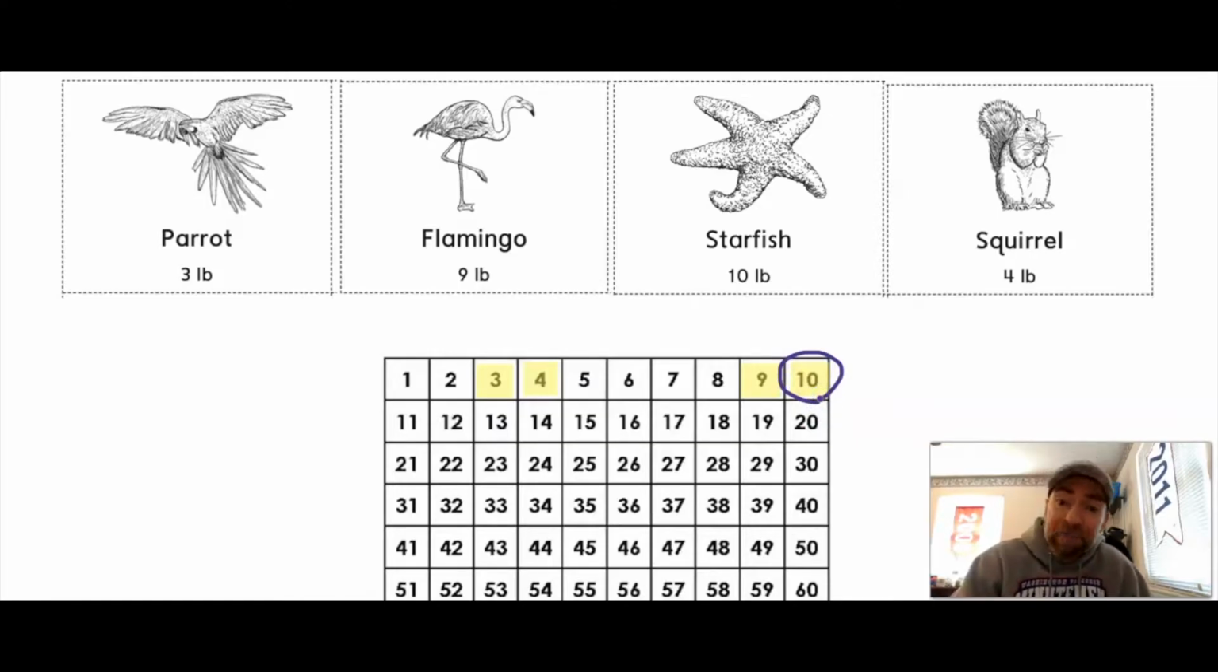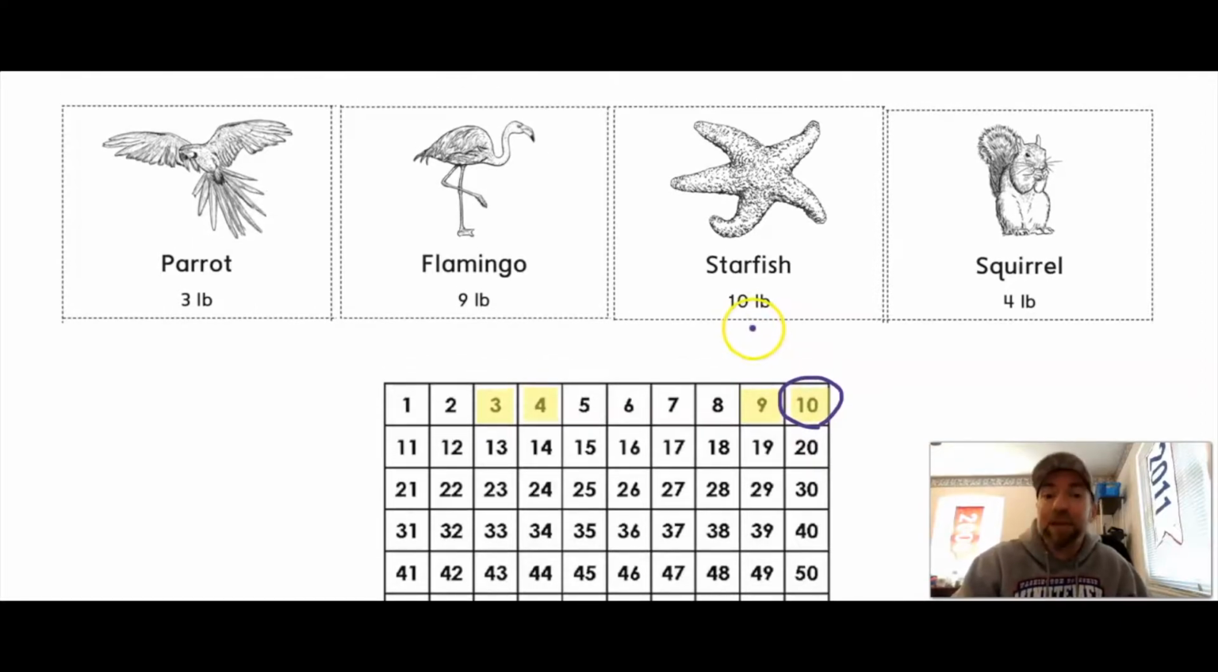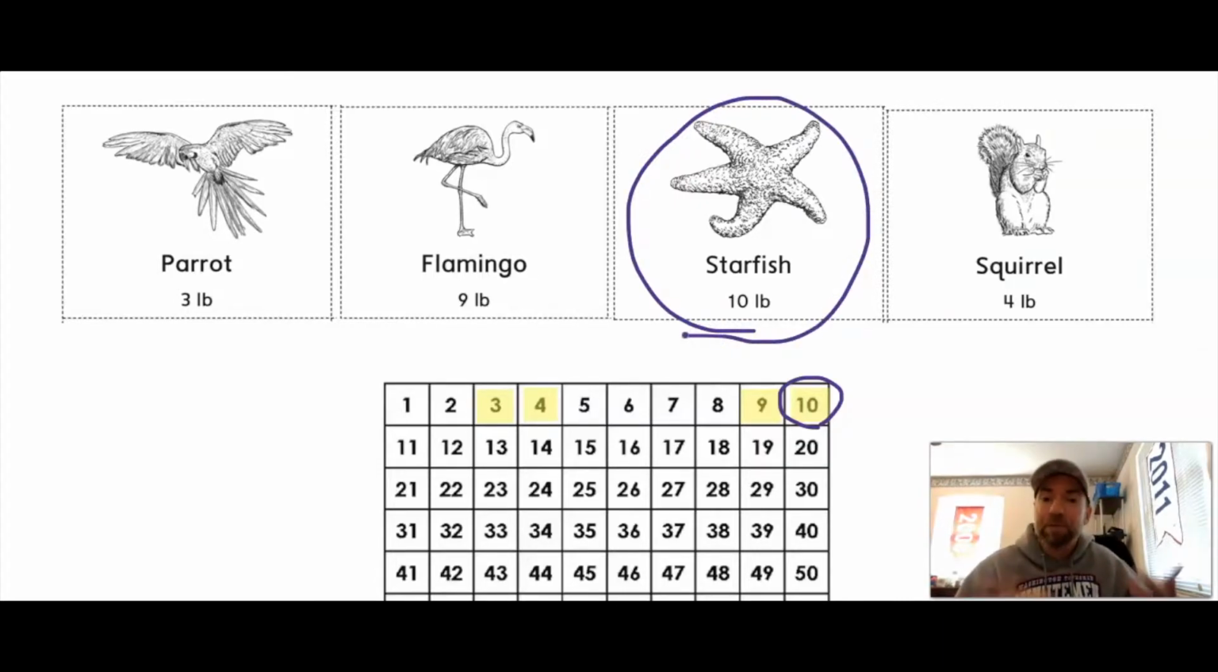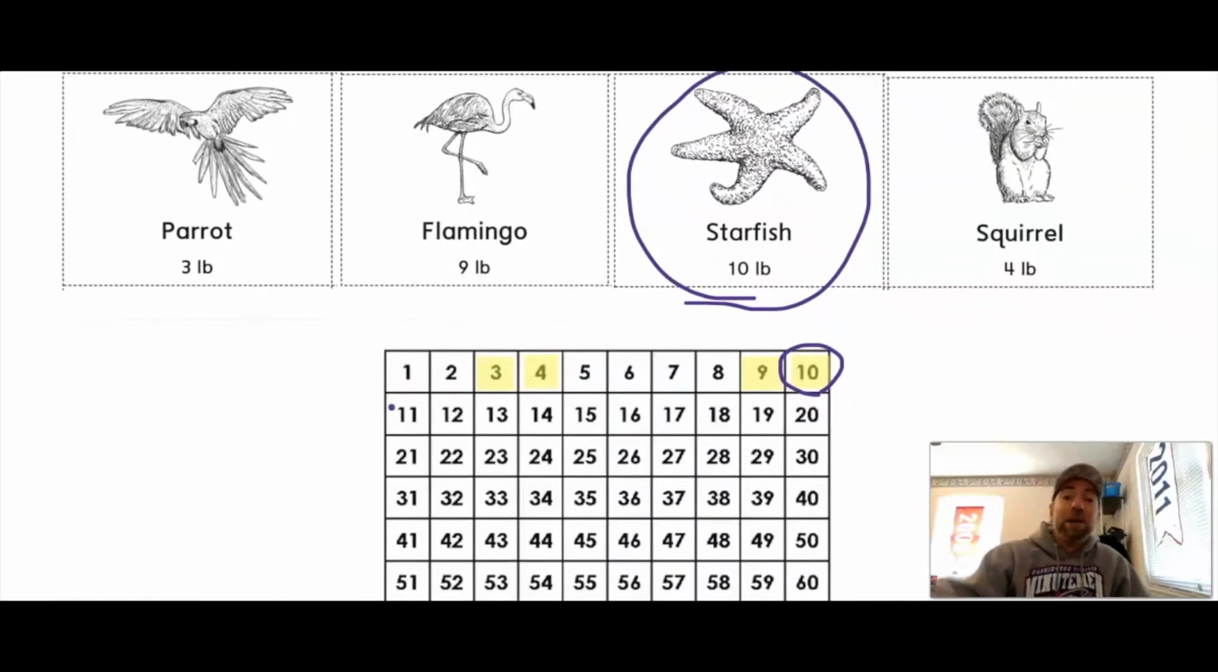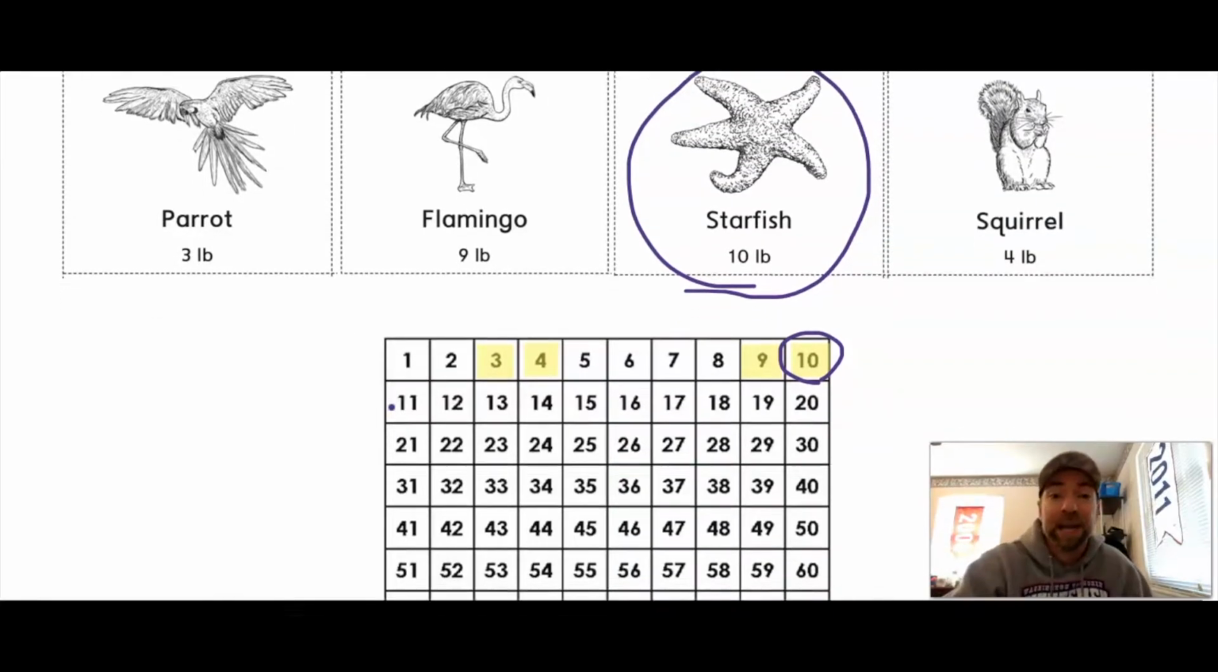So our heaviest animal is the starfish. There he is. That animal weighs more than all the others. And we know by using our number grid, or by using our number sense. It's the last of the numbers that I get to when counting. 1, 2, 3, 4, 5, 6, 7, 8, 9, 10. So 10 is the heaviest. You can go ahead and clear off your sheet protector.